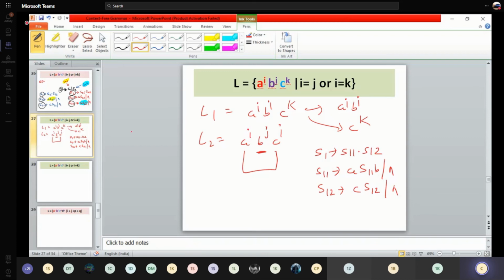And now for the L2 language, we have to take S2. From S2, we get A S2 C, so we generate an equal number of A and C. Then I will replace that with another symbol, so I am taking any non-terminal. And for this, we can independently generate B.